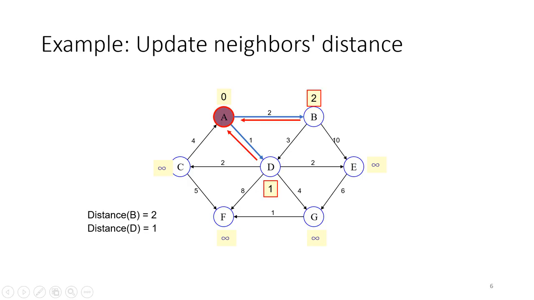Out of these two, we have to pick the minimum one. We are going to pick the minimum distance at each iteration. We can see here that the distance to D is the minimum among all possible distances that can be reached from A. So the next node that we are going to add in the cloud of known nodes should be D, because that is the minimum distance node that we can reach.